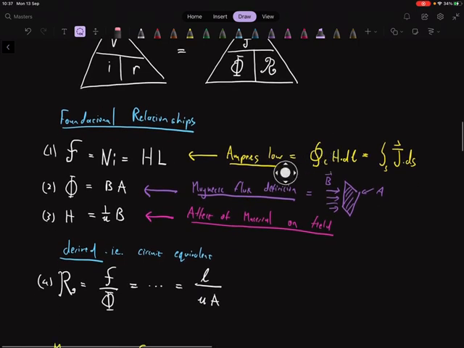I always like to show these foundational relationships and then a derived relationship over here. For your voltage, your MMF, it's Ni is equal to HL. That's your number of current turns is equal to the path length times the magnetic field intensity. So that is Ampere's law.